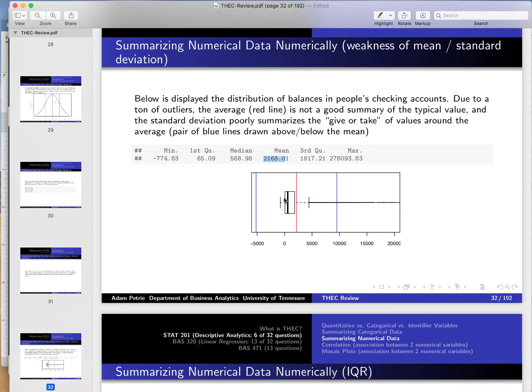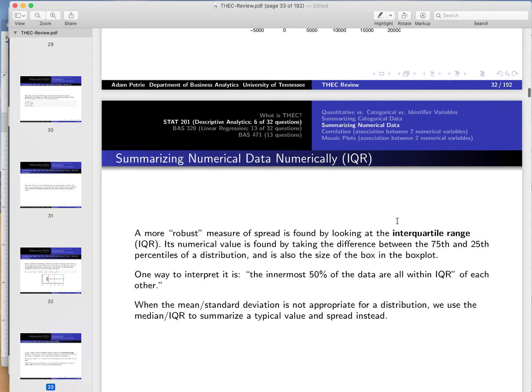Most of them are kind of clustered. 50% of the data falls in between the 25th and 75th percentile. Most of the data values we have are between $65 and about $1,800. So standard deviation, terrible job at helping us summarize that distribution. What's the alternative? Well, I just mentioned the size of the box here. The alternative is the interquartile range.